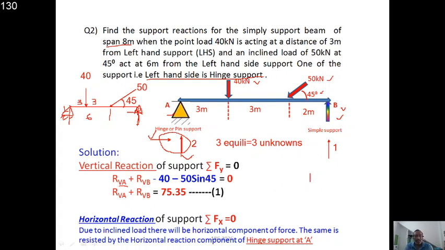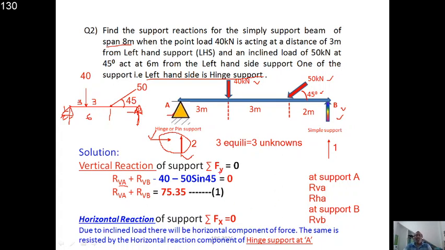So altogether we have three reactions. At support A, RVA and RHA, so there are two reactions. At support B, only RVB, because it doesn't have a horizontal component, since it is a simple support.